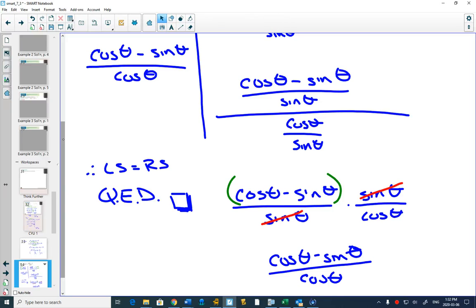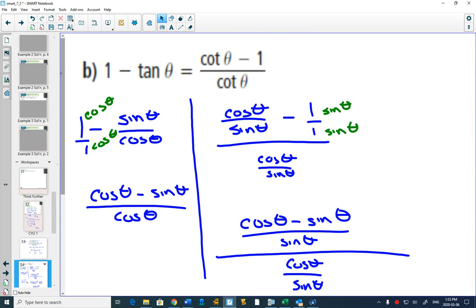So this was change things to sine and cos and get a single fraction. A very good strategy because it works almost all the time. Sometime we're going to get into more difficult ones where you're going to have to add some new strategies, but we're not there yet. Now that being said, this isn't the fastest strategy for this one.